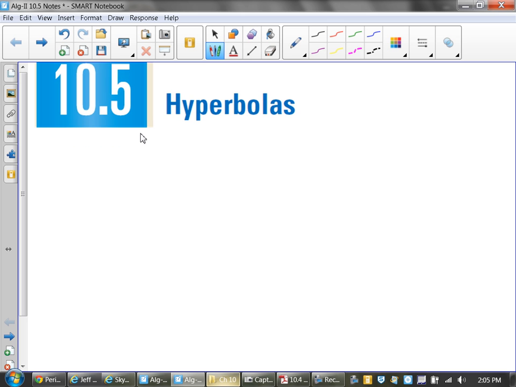Hyperbolas. Like I said, they're either going to be going left and right, or up and down. What's going to happen here?